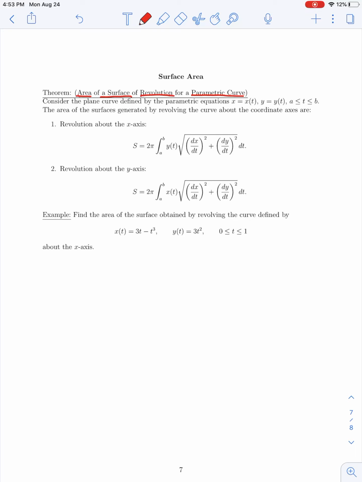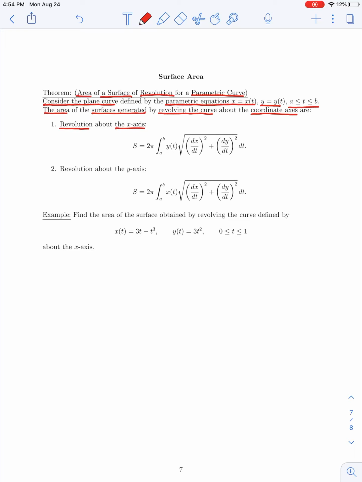So the idea is the following. If we consider a plane curve, which is a parametric curve defined by the equations x of t and y of t, as t ranges from a to b, then we might be interested in finding the area of a surface generated by revolving that curve about the coordinate axes, say the x-axis or the y-axis. So in order to find the area of the surface we would obtain by revolving about the x-axis, we would have the following integral for surface area.